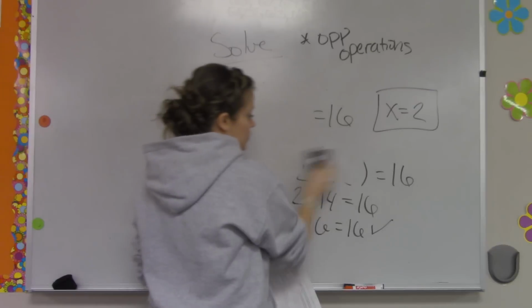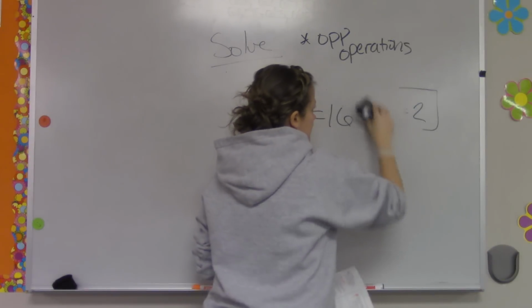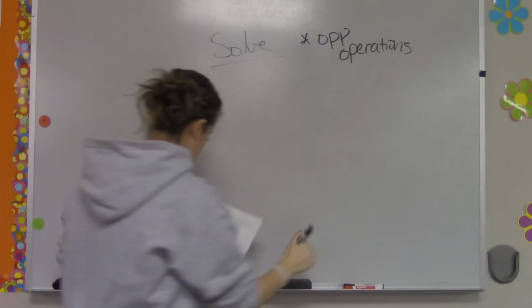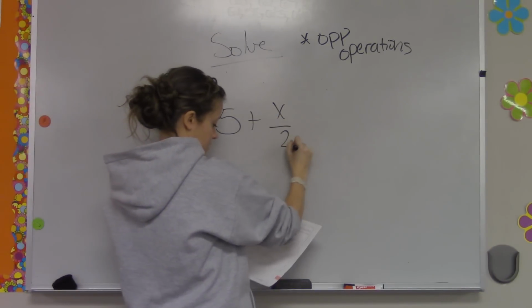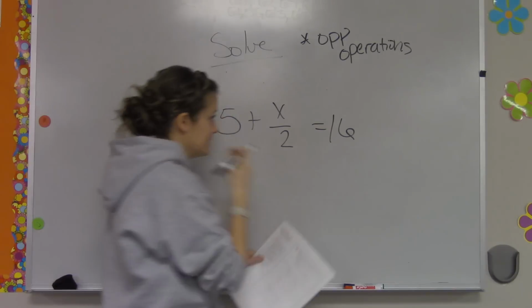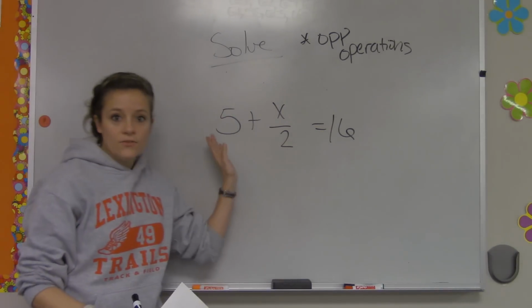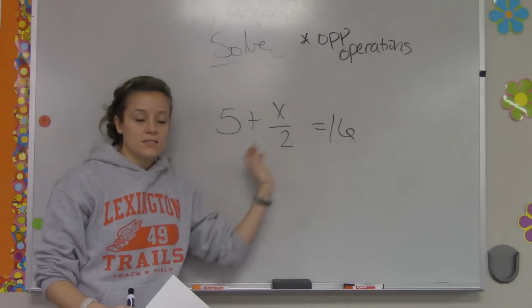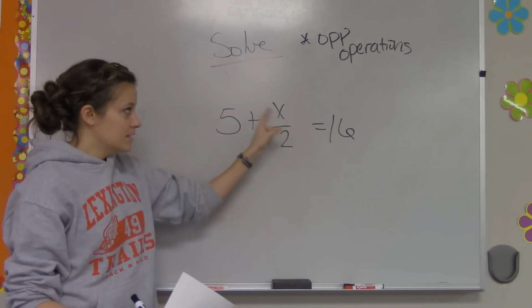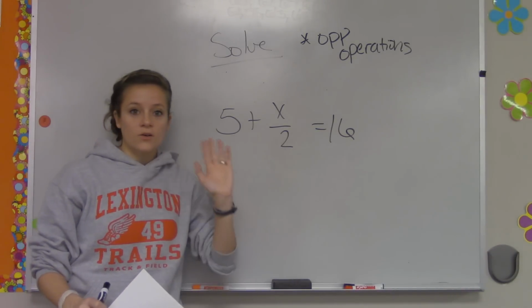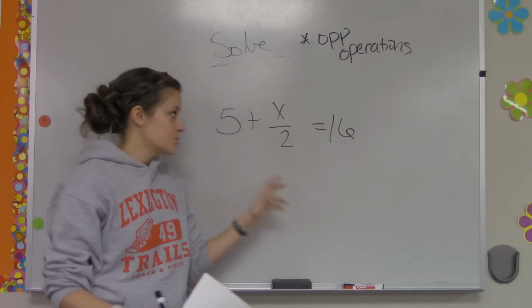Let me show you one more example here that you haven't seen yet. Let's do 5 plus x divided by 2 equals 16. Once again, I have the 5 and the 2 that need to go away from the x to the other side. The 2 is closer to the x, so they're best friends. They're going to stay at the party longer, so we're going to move the 5 first.